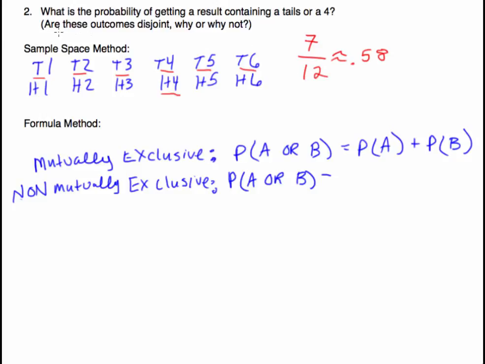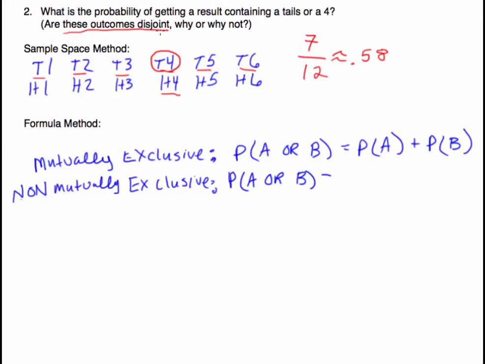Now let's look at this. Are these outcomes disjoint or mutually exclusive? In the last example, they were, right? There were 2 events that couldn't occur at the same time. Now we have 2 events, getting a tails and getting a 4, and we want to know, are they mutually exclusive or disjoint? Can they occur at the same time? If you look at our sample space, it's pretty obvious that they can. We can have both of these events occurring at the same time. So what we would say is these are non-mutually exclusive events.